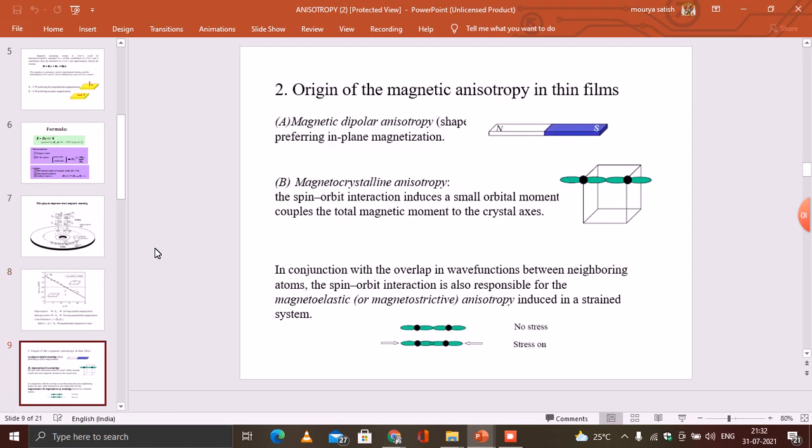Origin of magnetic anisotropy in thin films. Magnetic dipolar anisotropy, shape, prefers in-plane magnetization. Magnetic crystalline anisotropy: the spin-orbit interaction includes a small orbital moment that couples the total magnetic moment to the crystal axis, in conjunction with overlap of wave functions between neighboring atoms. The spin-orbit interaction is also responsible for magnetoelastic or magnetostrictive anisotropy induced in strained systems. This is the no-strain system. This is the strained system, where they are distorted.